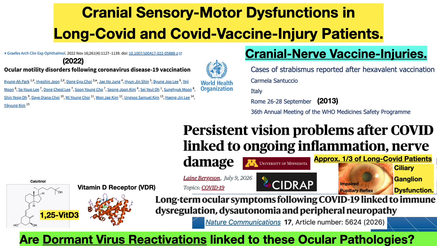Cranial sensory motor dysfunctions in long COVID and COVID vaccine injury patients. Persistent vision problems after COVID linked to ongoing inflammation and nerve damage, affecting approximately 1/3 of long COVID patients. Are dormant virus reactivations linked to these ocular pathologies?